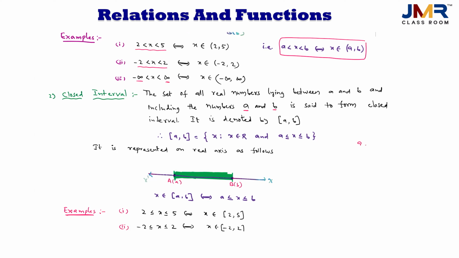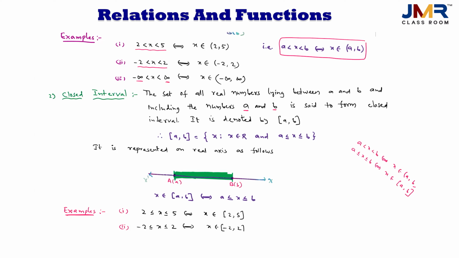Here a < x < b, we mean that x belongs to (a, b). a ≤ x ≤ b, we mean that x belongs to [a, b]. So, in an open interval, the extreme values are not included, whereas in a closed interval, the extreme values are also included.